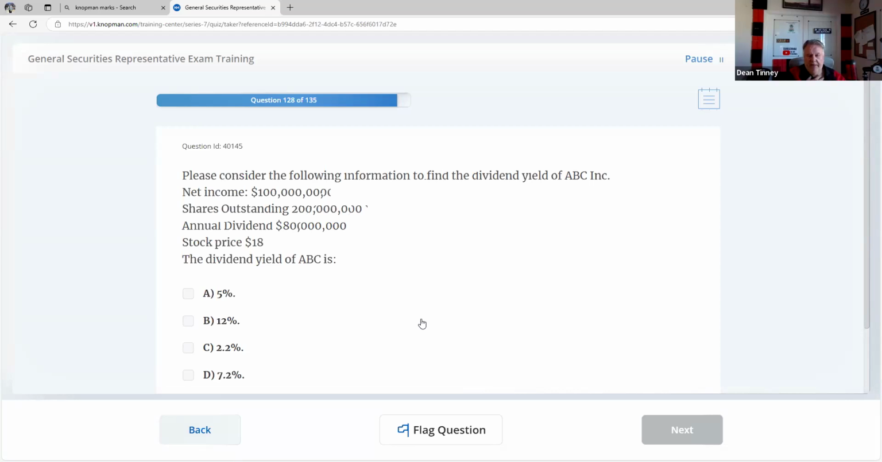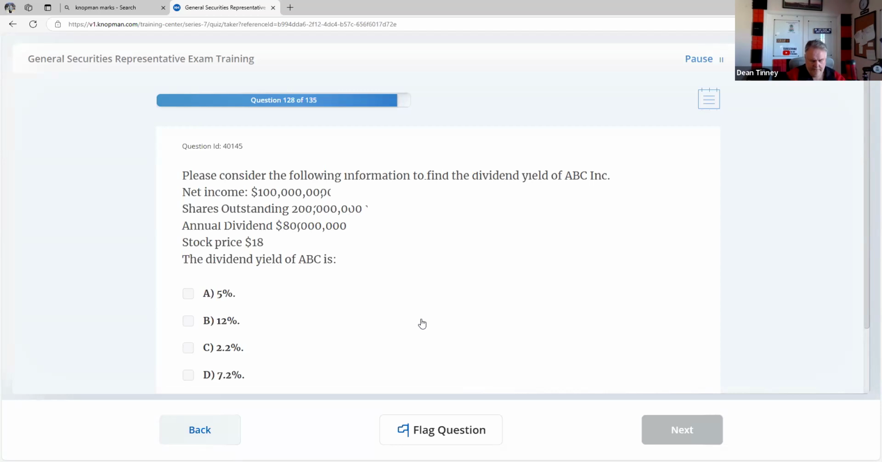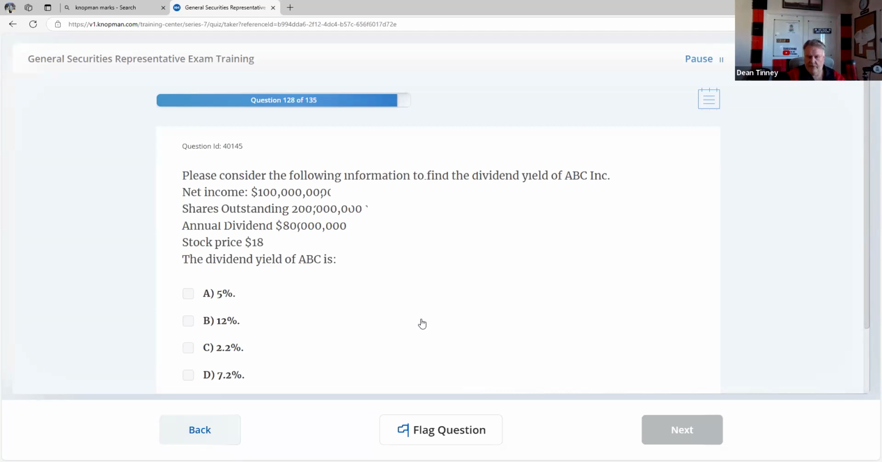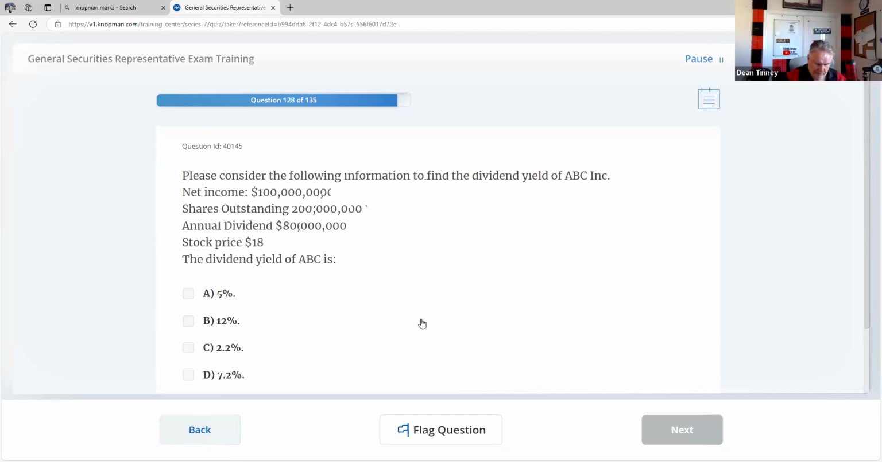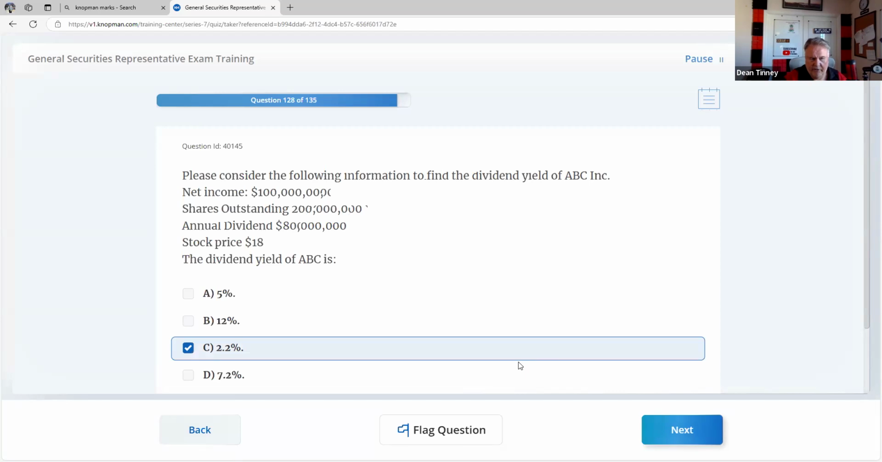Well, we're being asked about the dividend yield, so we just have to deal with the dividends, right? So 80 million is the dividend, and I'm going to divide that by the 200 million shares that are outstanding, because everybody gets a pro rata share of that. And I get 40 cents. Now I'm back in business. What it pays me, 40 cents, divided by what it costs me, $18, I get 2.2%. So the net income was just there to mess you up.